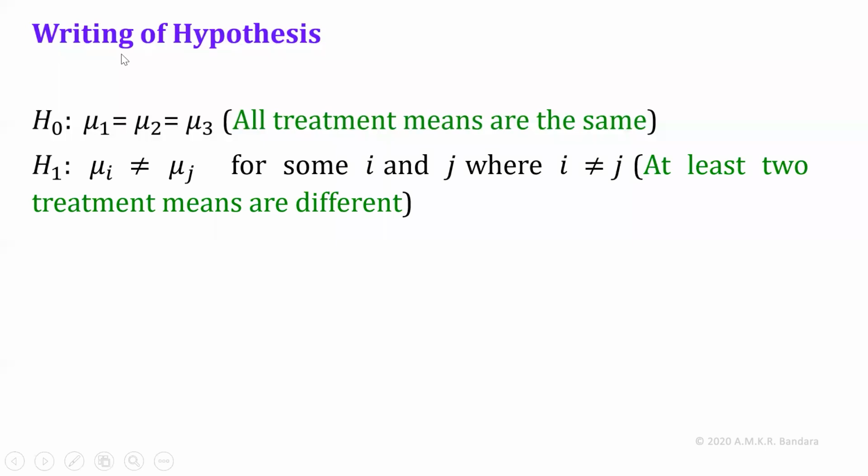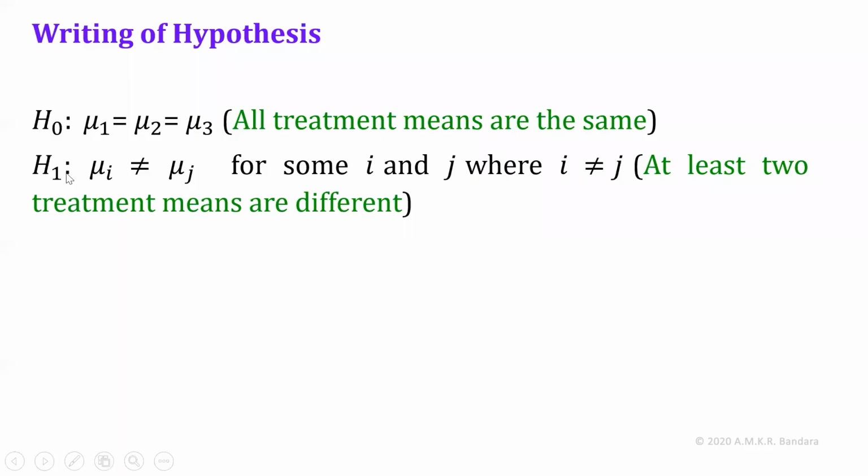That is, mean of treatment population 1 equal to mean of treatment population 2 equal to mean of treatment population 3. All population means are equal. And if all the population means are not equal, the possibility is that at least two treatment populations are different. At least two are different.